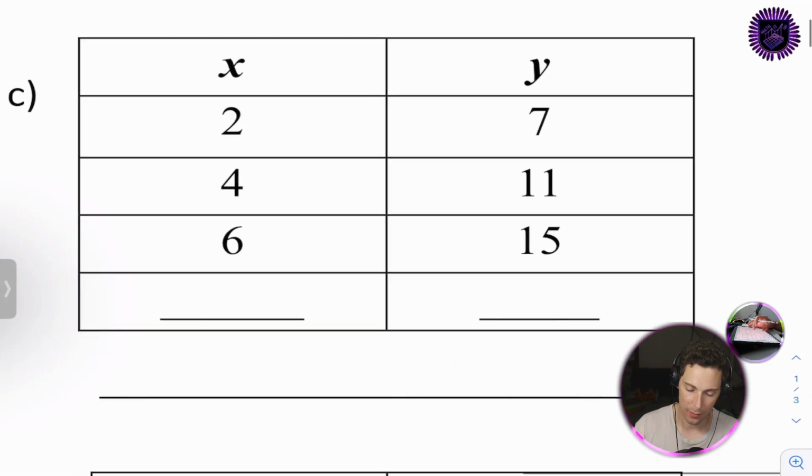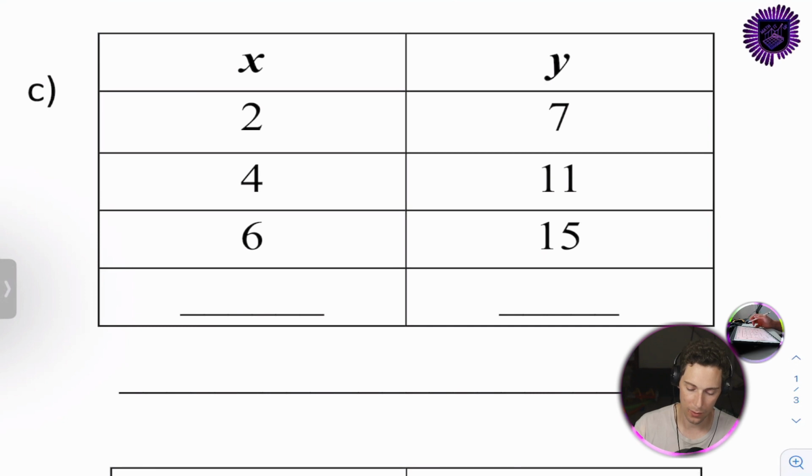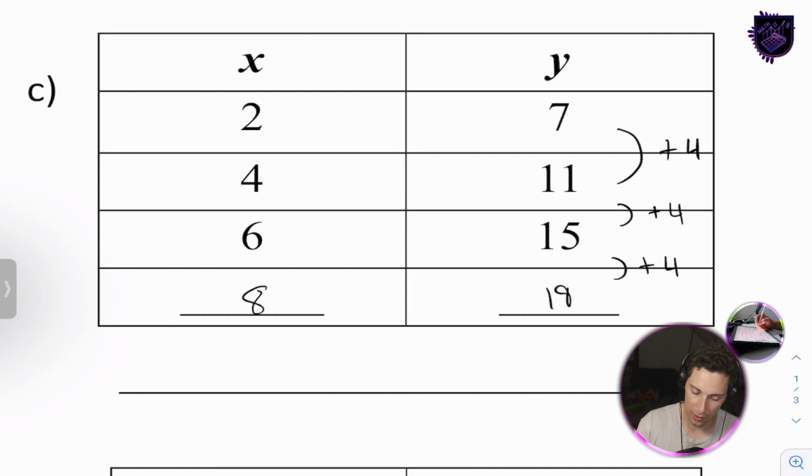1c. 1c is 2, 7, 4, 11, 6, 15. 2, 4, 6. I'm assuming this is going to go up by 2. And then this is going to be plus 3. No, 4. Plus 4. Plus 4. Plus 4. It's going to be 19.